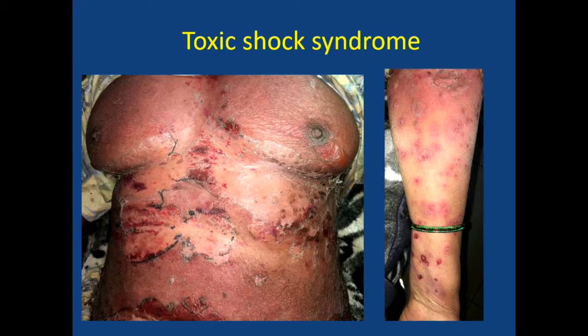So what you can appreciate here is there is diffuse exfoliative rash, there is diffuse erythema, the skin is being shed in scales, but there is no erosion. The underlying skin is not raw as what you see in SJS-TEN. Here also you can see some atypical target-like lesions occasionally, but there is no raw surface as to what you see in SJS-TEN.